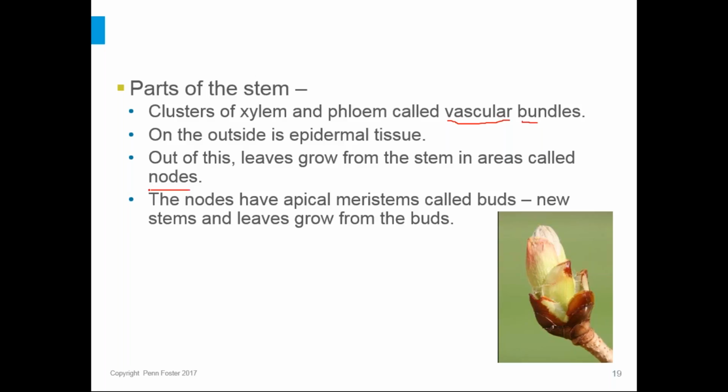So nodes are the areas from which the leaves grow, and the nodes have apical meristems on them, and they're called buds. New stems and leaves grow from the buds. So a bud that is currently growing new leaves off of it can look like this.